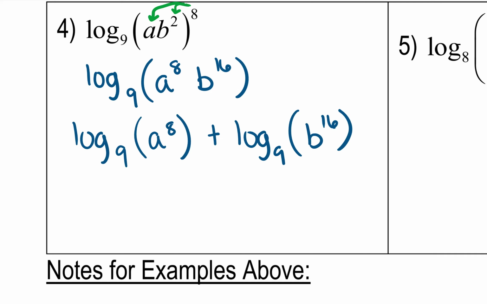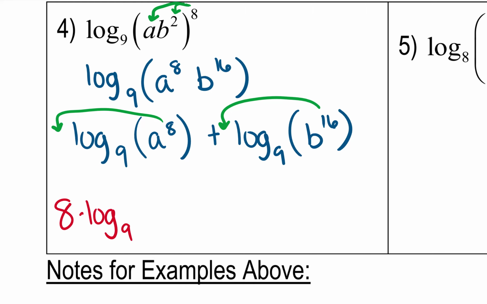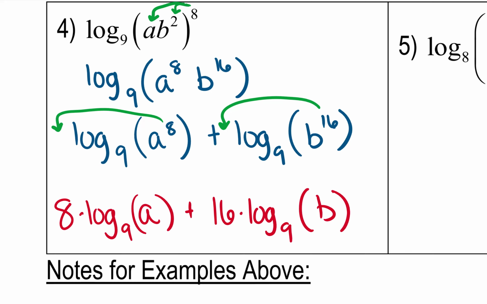Okay, my last step. I don't want exponents. I want to take my exponents and stick them out front. So these two numbers are going to go out here. Then I will be done. So my 8 comes out here. I have 8 log 9 of a. And if you want to keep the parentheses, you can. It doesn't hurt. And then 16 log 9 of b. That would be my final answer.